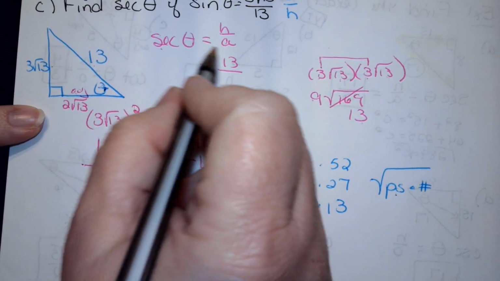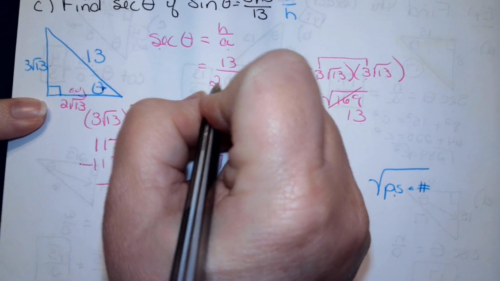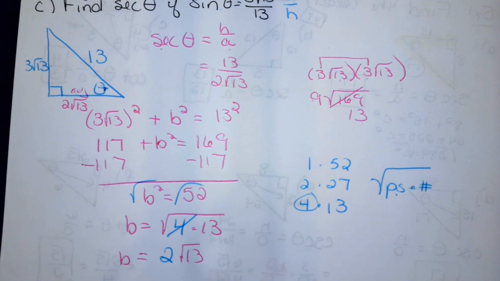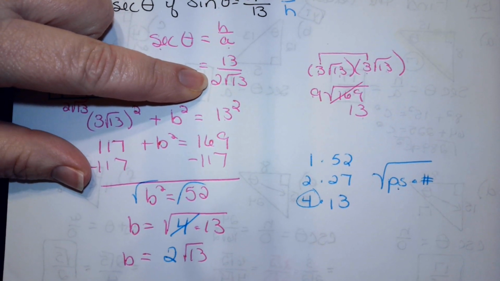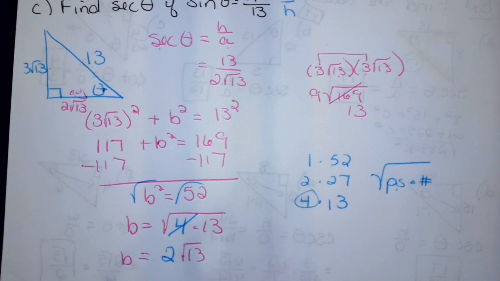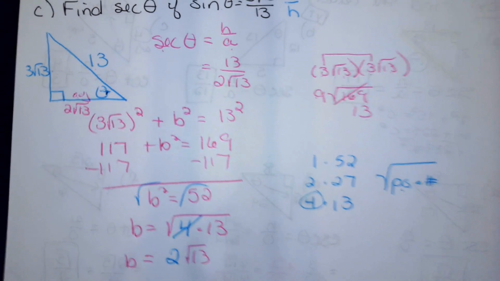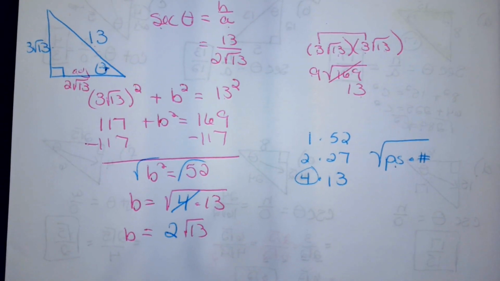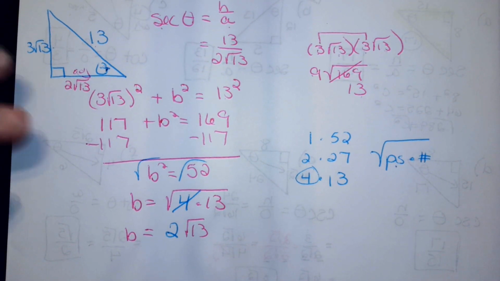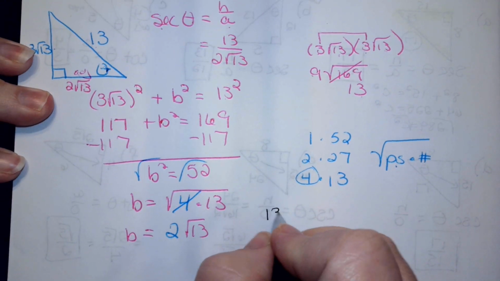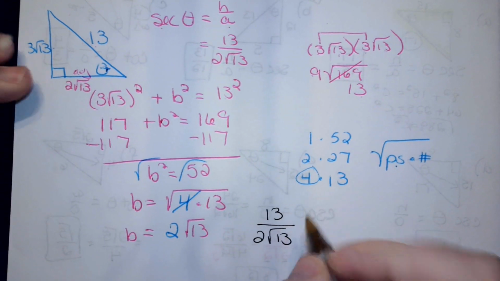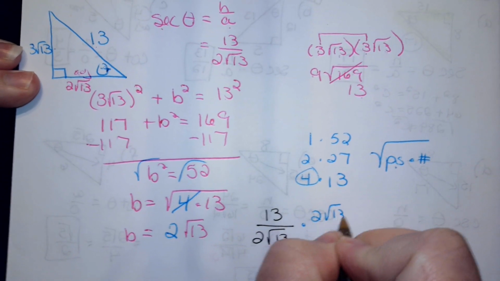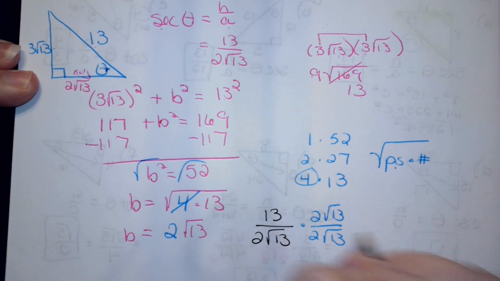All right, so our denominator, which is our adjacent side, is 2 times the square root of 13. And yes, we've got a radical in that denominator, so guess what we got to do? We got to rationalize. Yes, this is the forever problem, it seems like. It's going to go on and on and on. So let's rationalize this. We got 13 over 2 times the square root of 13. So we're going to multiply the numerator by 2 times the square root of 13 and the denominator by 2 times the square root of 13.